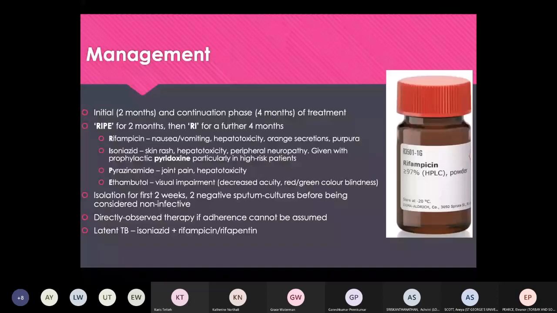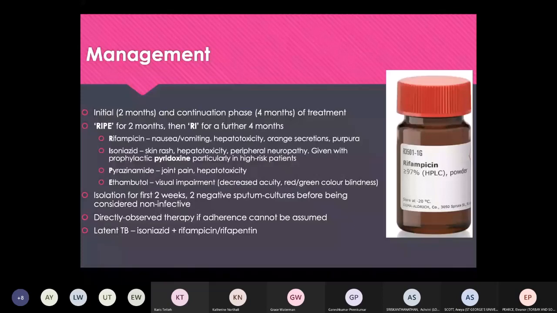And there is directly observed therapy. So for people who we don't think will take the treatment, you can make them come in and take the medication in front of a clinician. And then if it's a contact, somebody who's had a positive MANTOUX test after being exposed, for example, we give them just isoniazid and rifampicin, or there's another drug similar to rifampicin called rifapentine.